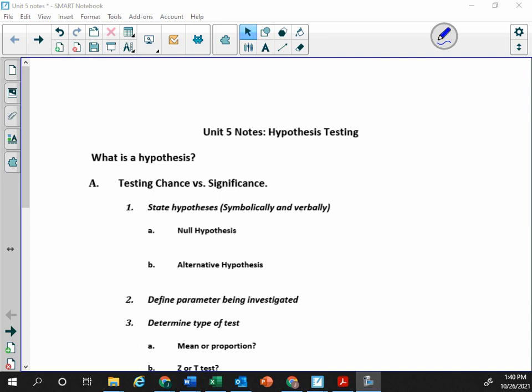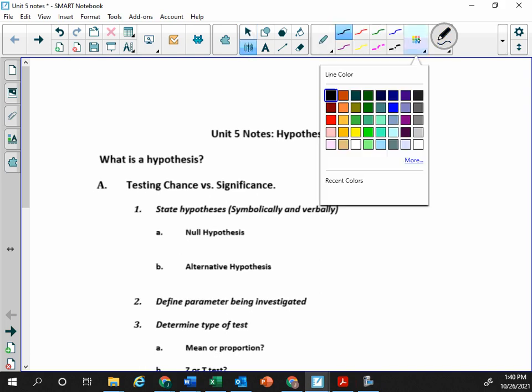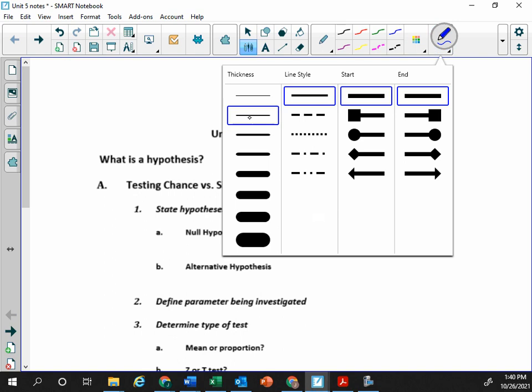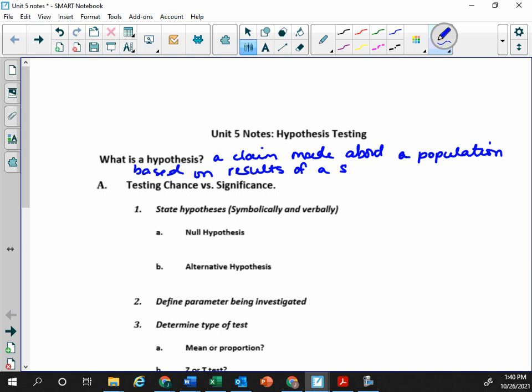Okay, I'll rewrite the top part. So a claim made about a population based on the results of a sample. Okay.